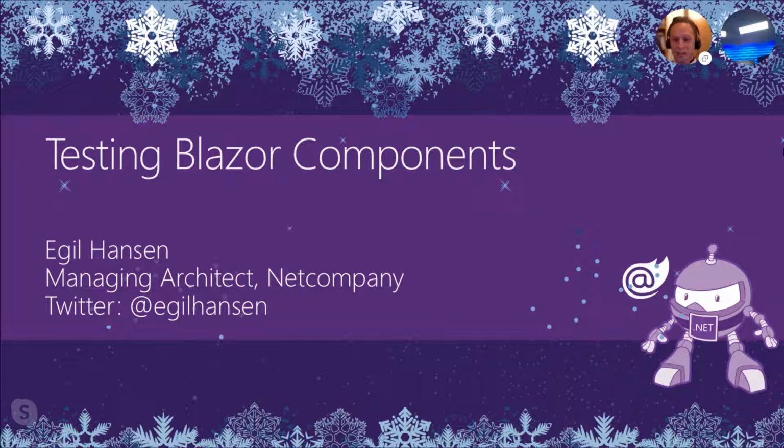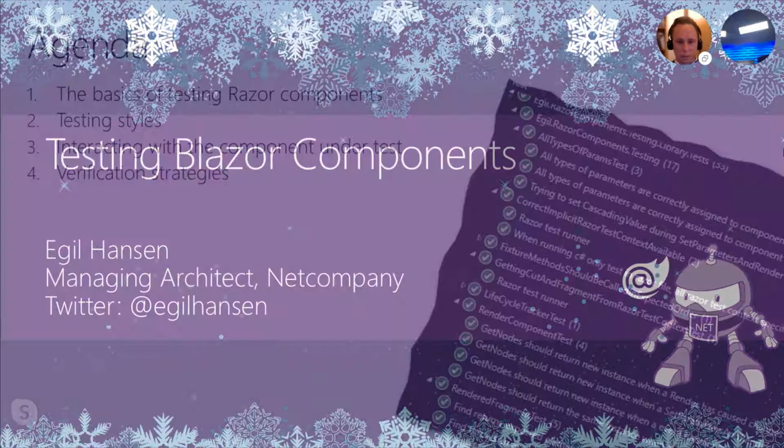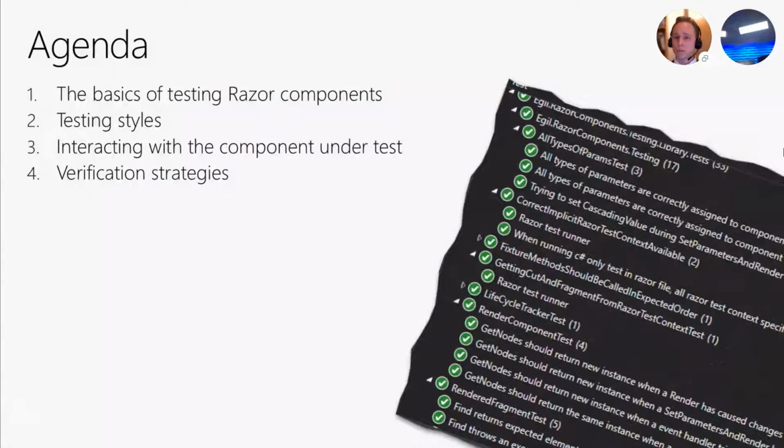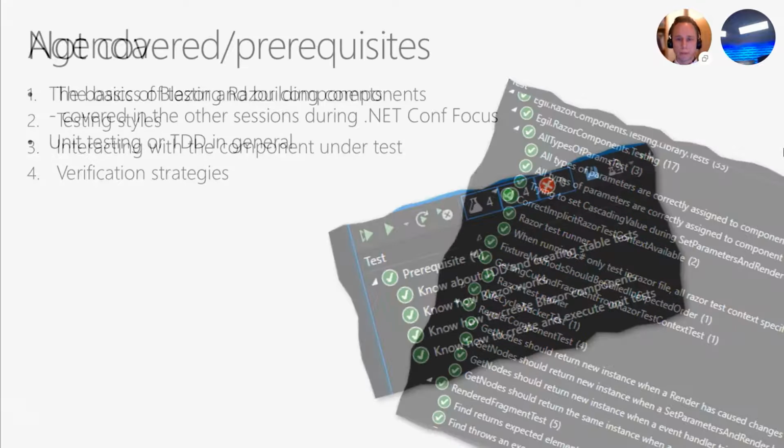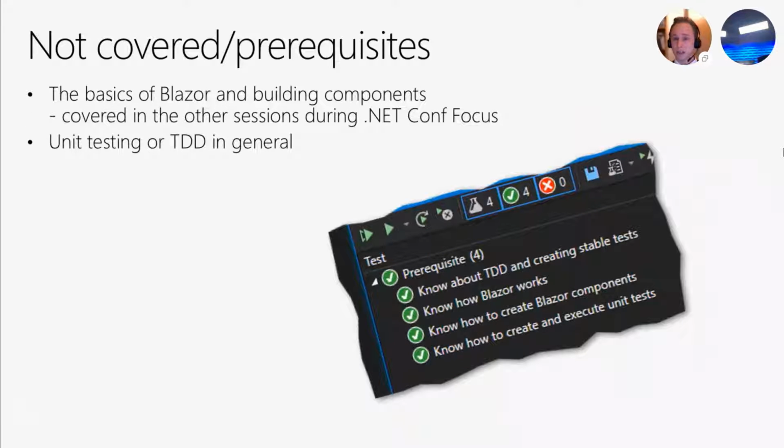This session is about testing Blazor components, so let's get started. First, I'm going to talk about the basics of testing Blazor components. Secondly, I'm going to show you different styles we can use when testing our components. Then I will show you how to interact with the component under test. And finally, we will look at different verification strategies available to us. This session will not cover the basics of Blazor nor how to build custom components in Blazor. So if you are new to Blazor, you might want to watch some of the other sessions first. I also won't be talking about unit testing in general or test development.